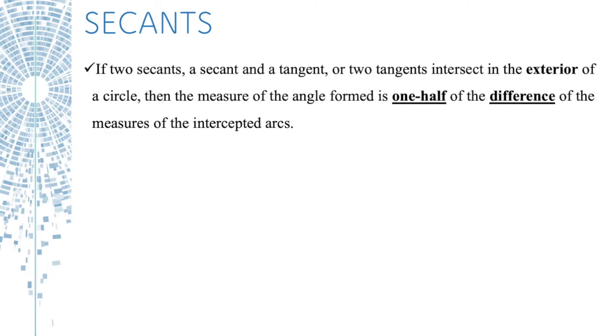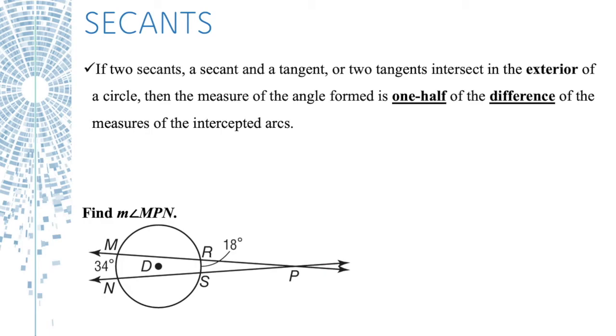Now, if two secants, a secant and a tangent, or two tangents, intersect in the exterior of a circle. So we've done the interior, we've done on the circle. Now we're in the exterior of a circle. Then the measure of the angle formed is 1/2 of the difference of the measures of the intercepted arcs. Let me show you what I mean.